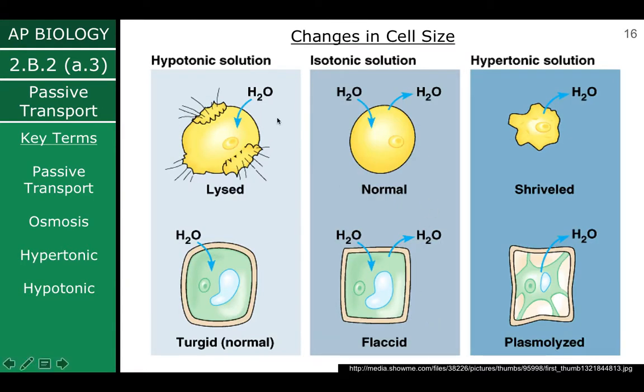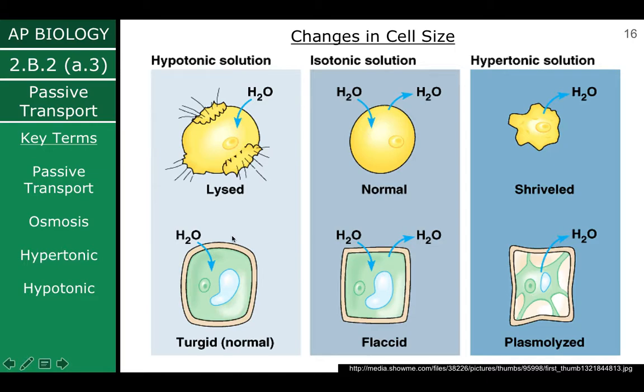So in a hypotonic solution, water is going to enter into the cell, and a possibility is that that cell becomes lysed, which is basically where it's going to explode. In an isotonic solution, water will move in and out. And then in a hypertonic solution, water is going to move just out of the cell and cause the cell to become shriveled. We have a very similar process in plant cells.